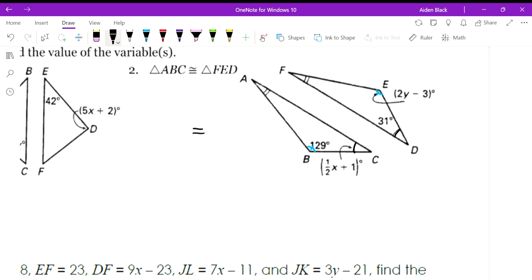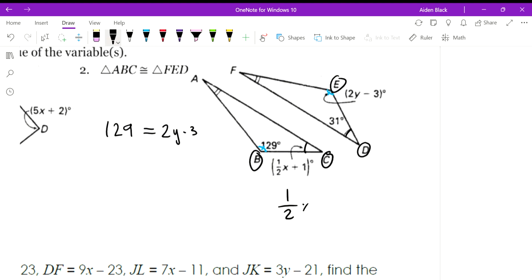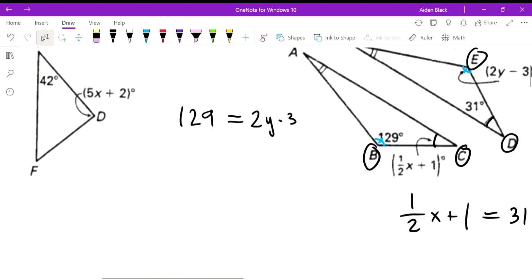Okay, so the statement is this. Since angle B is congruent to angle E, we know that 129 is equal to 2y minus 3. Okay, that's the statement. Since we know that angle C is congruent to angle D, we can say that 1/2 of x plus 1 is equal to 31. If you get that, you get half of the problem correct. You're already deducing information that's important, and you're writing a statement based on it. That's very good.